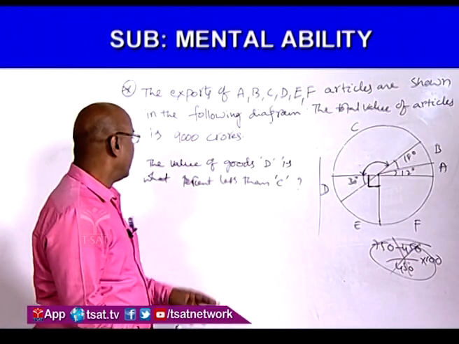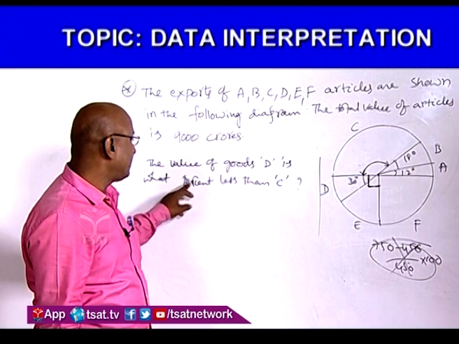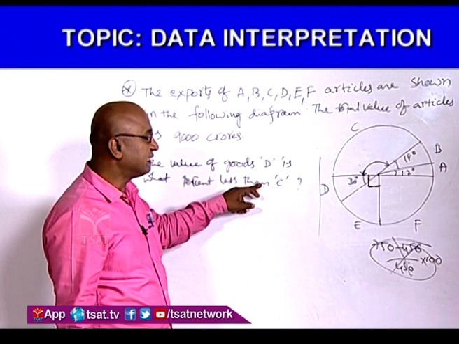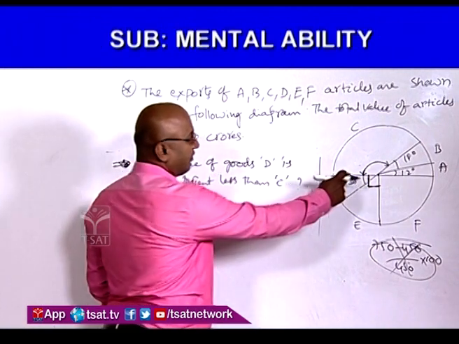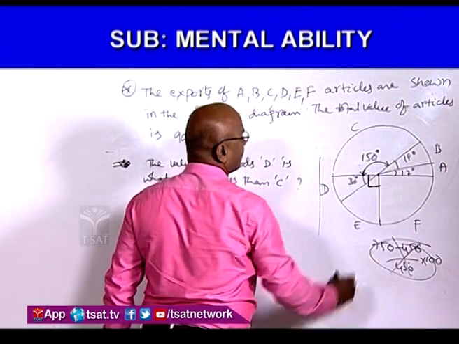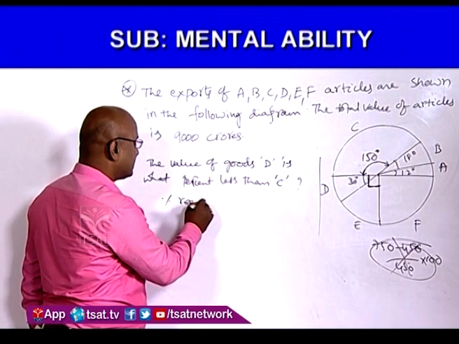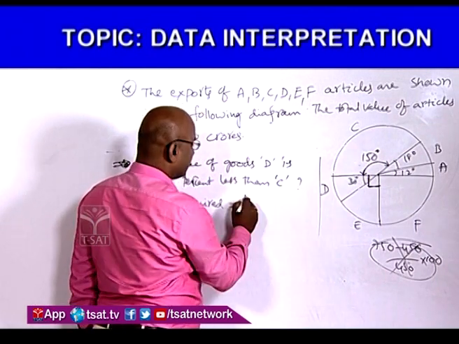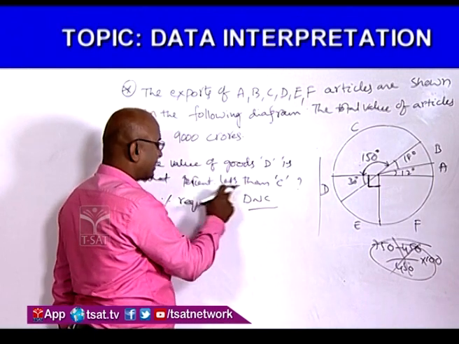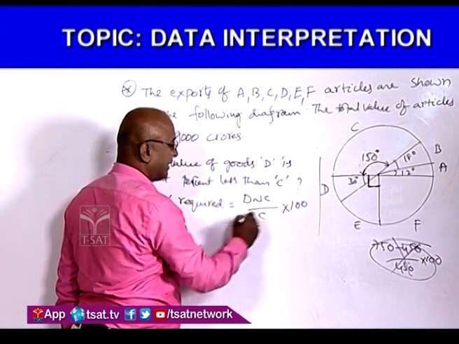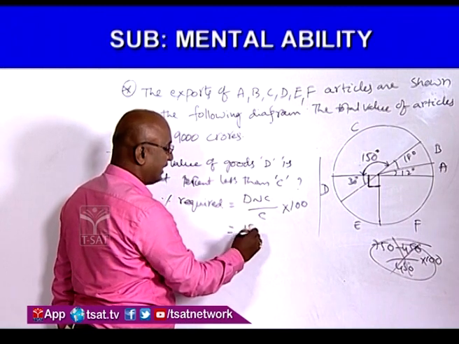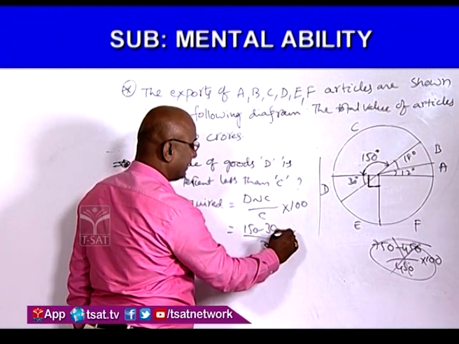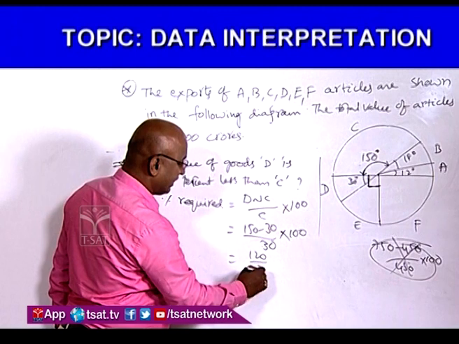Next problem. The value of goods D is what percent less than C? He is asking by what percentage D's value is lower than C. We found the value of C as 150 degrees. So percent required is equal to change in the value, or difference in the value, by what we are comparing with, C, into 100. That is 150 minus 30 by 30 into 100. So 120 by 30 into 100.